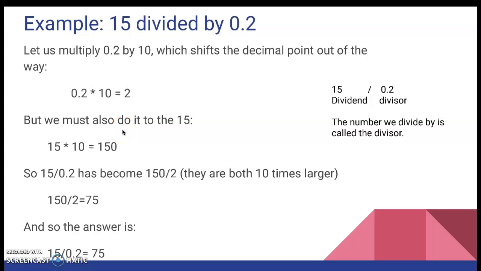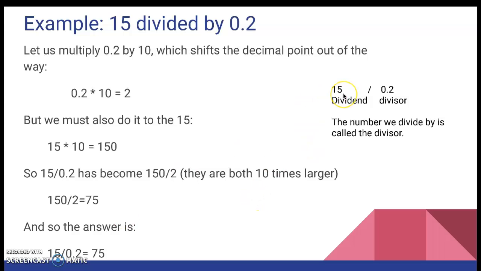But remember, I said that we have to do it to both numbers, not just one. So since we multiplied 0.2 by 10, we have to do that to the 15 also, which is 15 times 10 is equal to 150. So 15 divided by 0.2 has become 150 divided by 2, and they are both 10 times larger. Let's remember that. So 150 divided by 2 is 75. So we can plug it into our original equation, 15 divided by 0.2, which is also equal to 75.